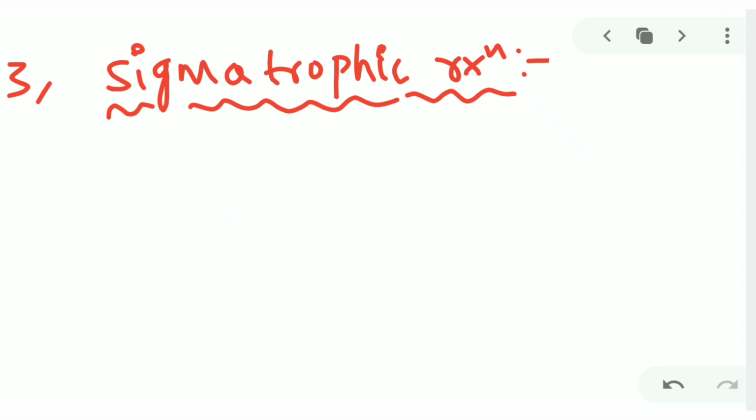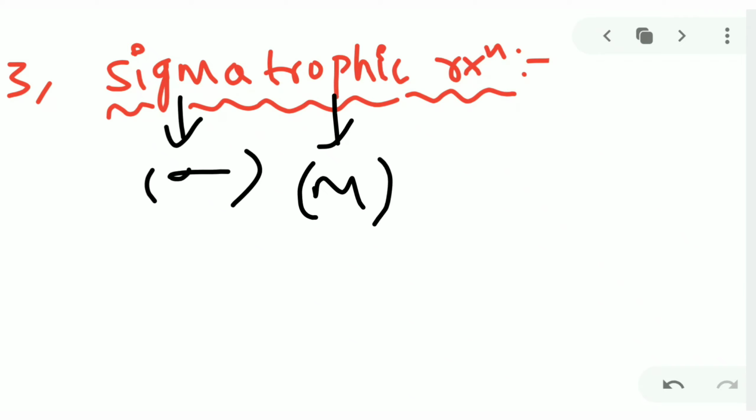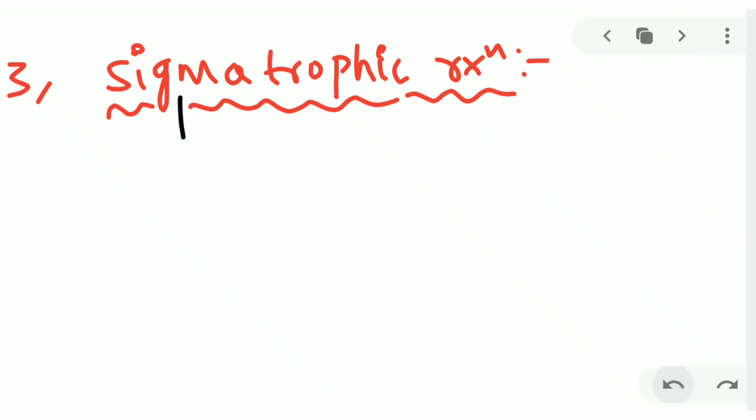Next is the sigmatropic reaction. This is also one of the important topics. Sigma means sigma bond, and tropic means migration, so sigma bond migration takes place in this reaction. We will see the sigmatropic reaction with an example. For example, here we are taking propene, so we are taking another example.